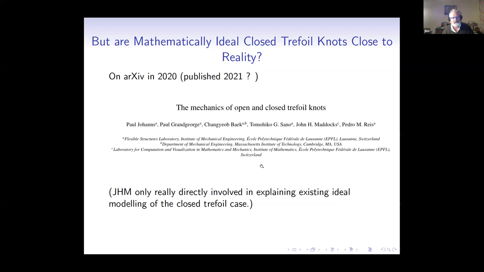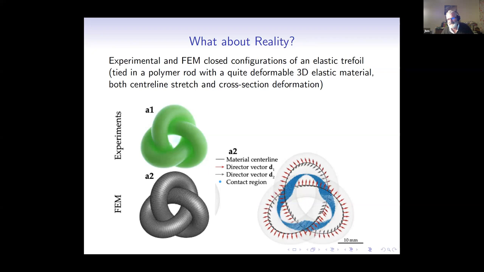So now, lies, damn lies, statistics, and visualization. Okay. So this is a picture, as in a photograph, of a polymer rod, and it's quite a squishy material. If you took it in your fingers, you can squish it, right? It's a 3D elastic material. There's certainly centerline stretch, and there's certainly cross-section deformation. So Changyeob does the finite element simulations, and that's an example of the finite element simulation. So eyeball metric means nothing, but they look close.